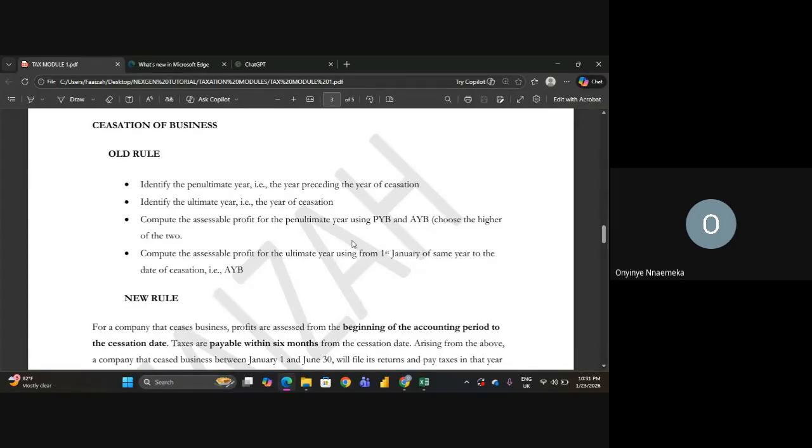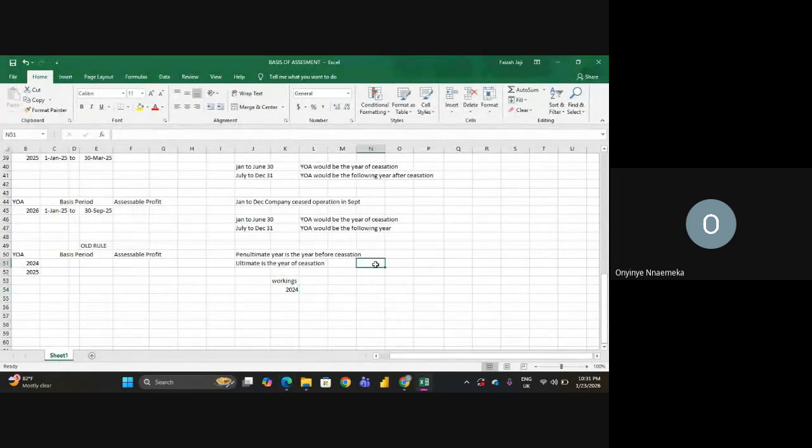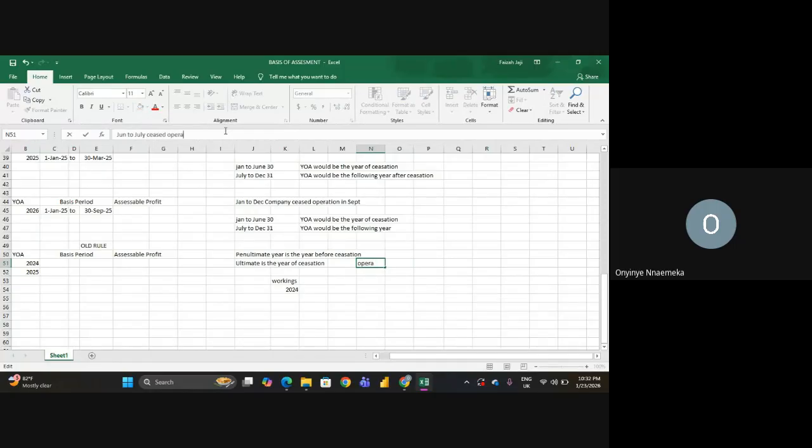That's it. So now let me give an illustration. Say a company, their accounting year is June to July, and they ceased operation in June to July. I don't want to use December, my battery is low. December, no.